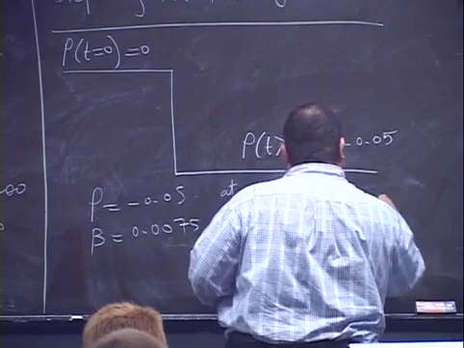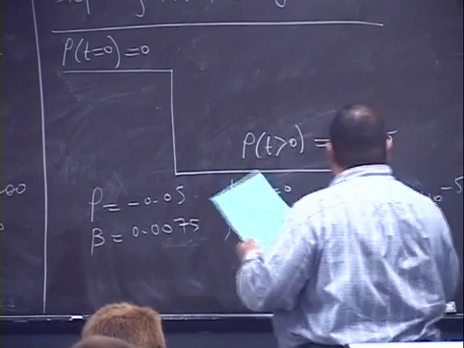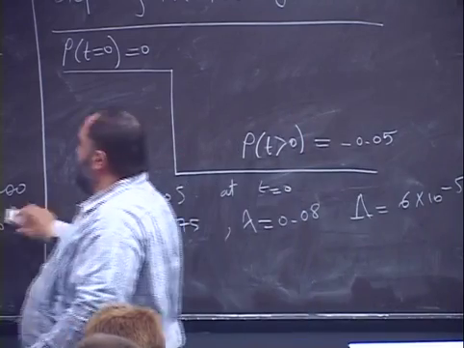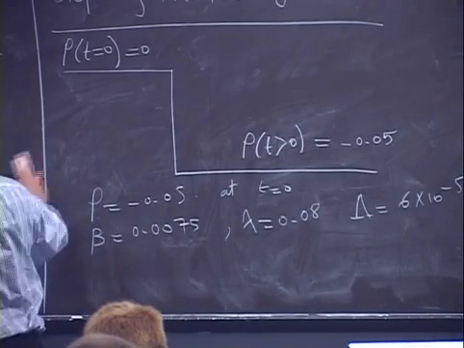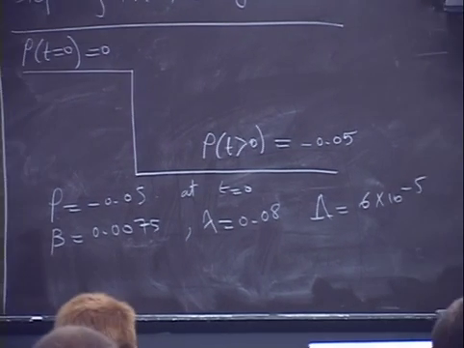So scram, for example, again, if beta is equal to 0.0075 and lambda equal to 0.08 and gamma for the same situation, 6 times 10 to the power of minus 5. So we will calculate n and c from the equation that we just solved here, n of t and c of t.